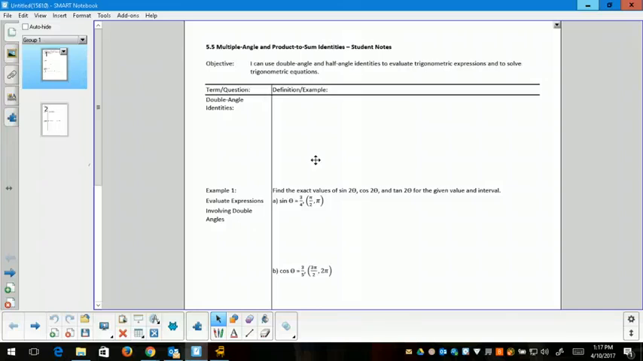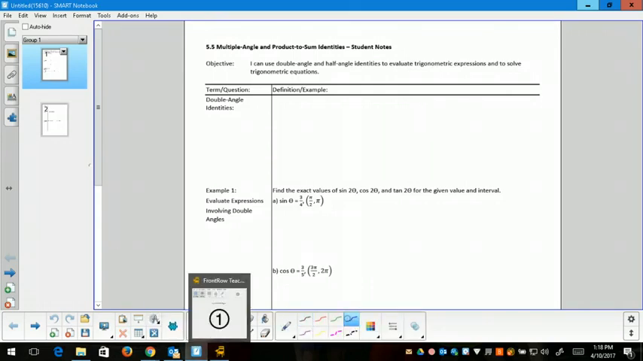So we're looking at lesson 5.5, multiple angle and product to sum identities. In this lesson today, we're going to focus on double angle identities. And next class period that we meet with the whole class, we will focus on half angle identities.